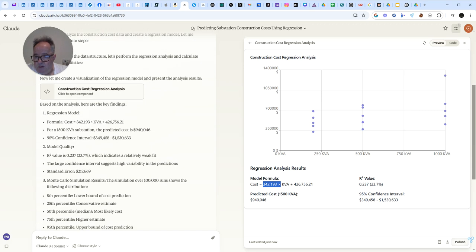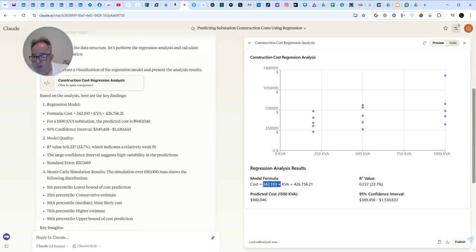Let's go down. One thing I don't think it's done is run the Monte Carlo, but let's see. So it's just confirming the formula that we've seen there for KVA. The predicted cost is 940. The 95% confidence interval, so we're 95% confident, sorry, that it's 349. So we're probably going to have to do further work to analyze this a little bit more to see whether the 940 is really a good indicator or predictability. So yeah, it's confirming it's a relatively weak fit, which at 0.237 we kind of already know that. So the large confidence interval suggests high variability in the predictions. The standard error is 217, so not particularly flash.